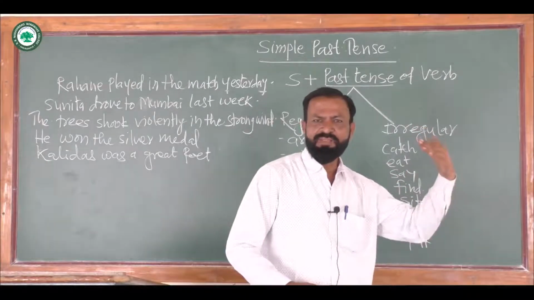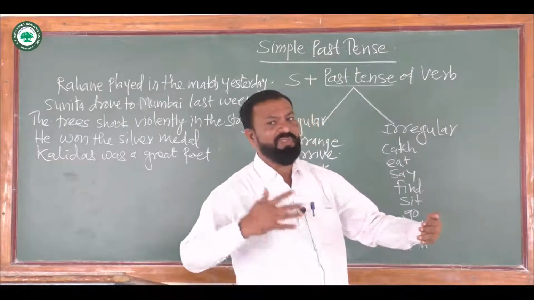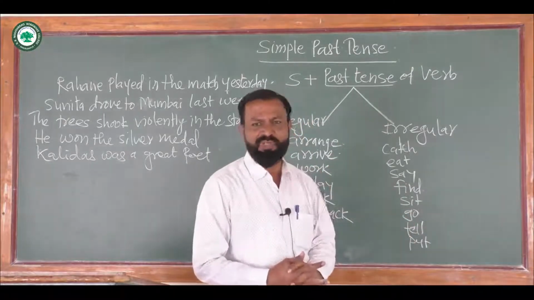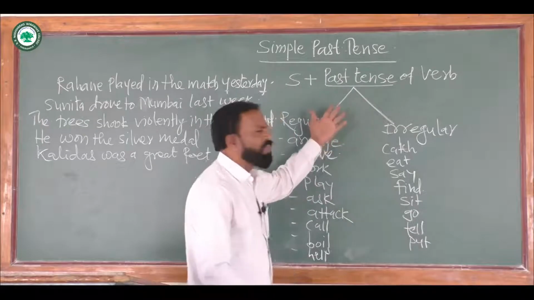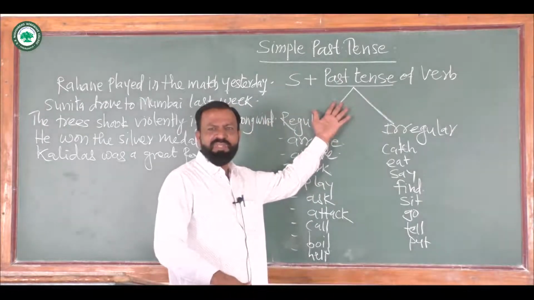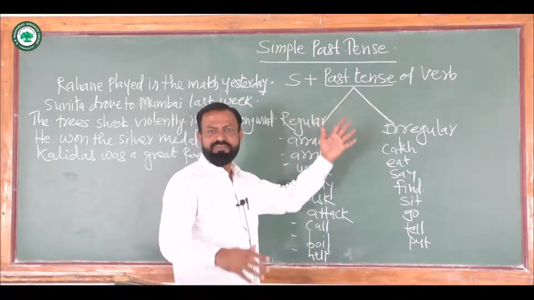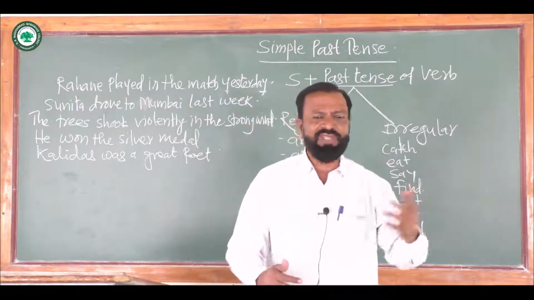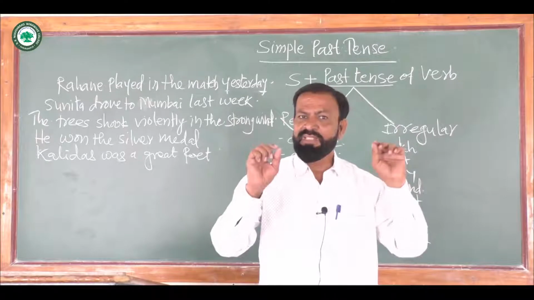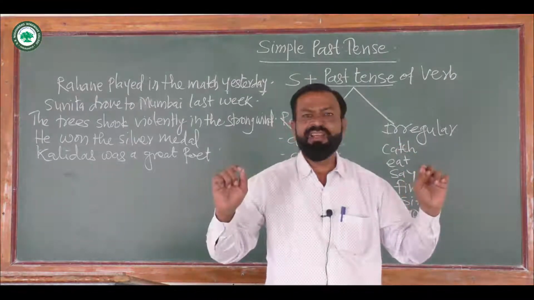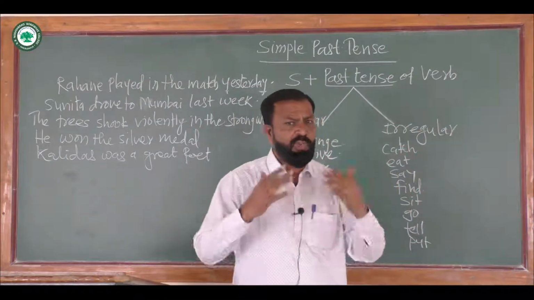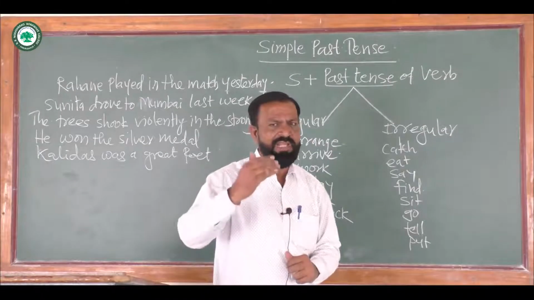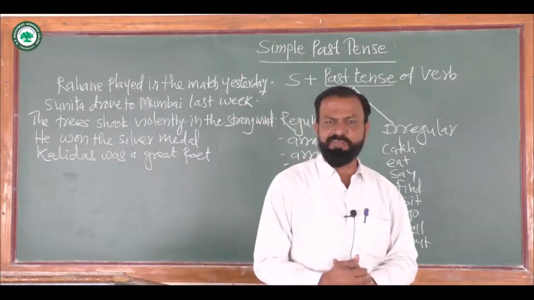Now after studying the present tense, for the first time you are thinking about the past tense of the verb. So far as the past tense of the verb is concerned, there are two types of verbs which we have already studied, that is regular verbs and irregular verbs. So what is the difference between regular verbs and irregular verbs? It is very simple to remember.